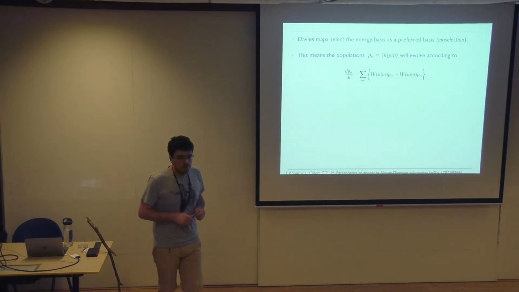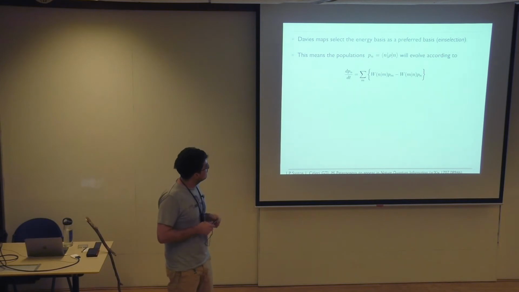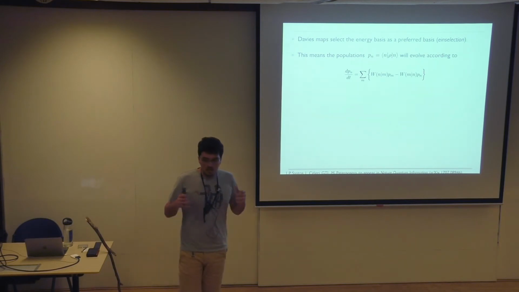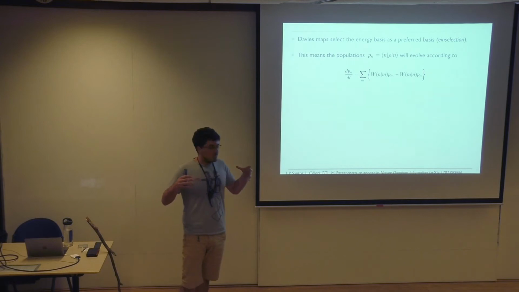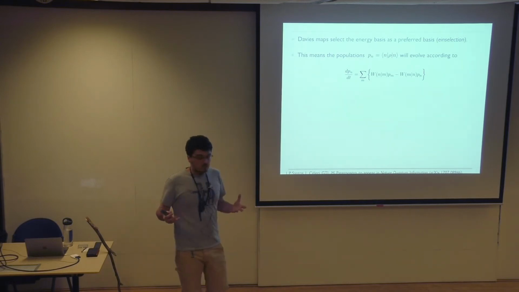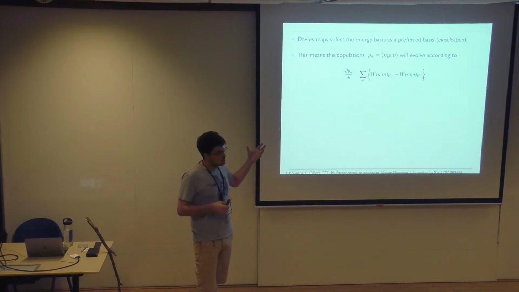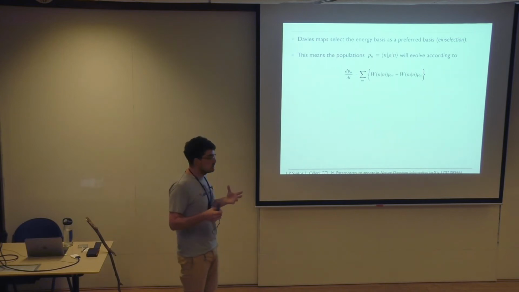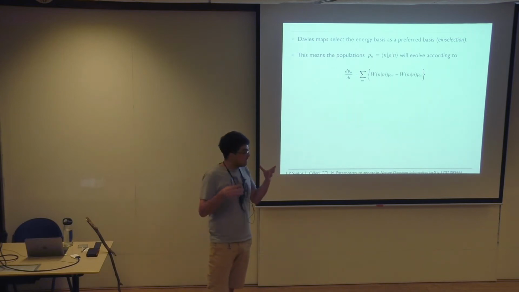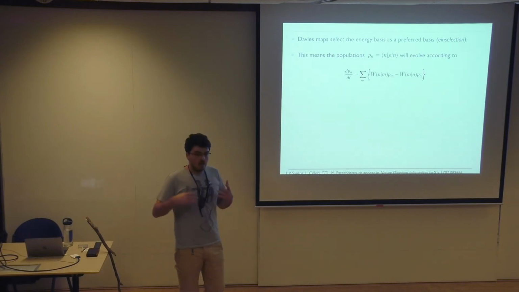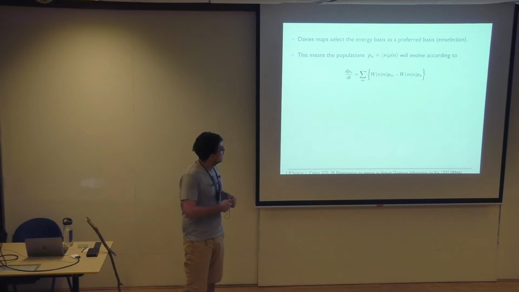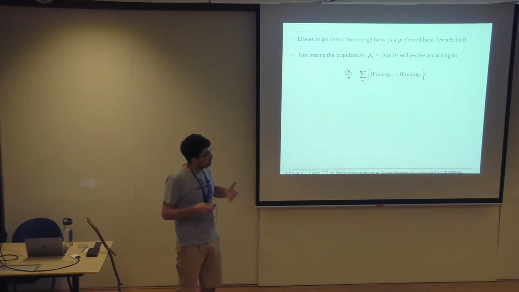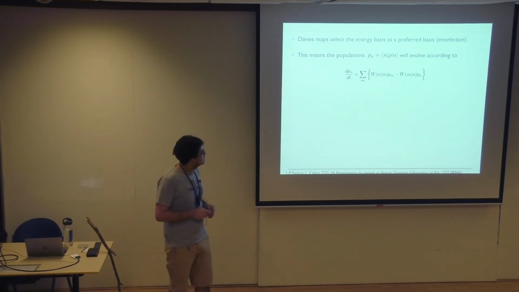What is interesting also about these Davies maps is that they have this notion of einselection. So in the Davies maps, the environment selects a preferred basis, which is essentially the energy basis. And this means that the populations of the model in the energy basis, they evolve independently of coherences. So before we just had populations. Now we have a density matrix that has populations and coherences. But for Davies map, these two evolve independently. And in fact, the populations evolve exactly according to a classical master equation.